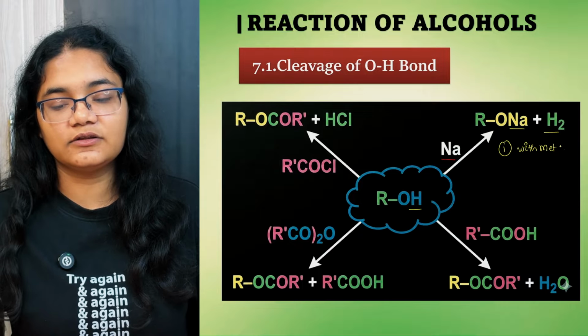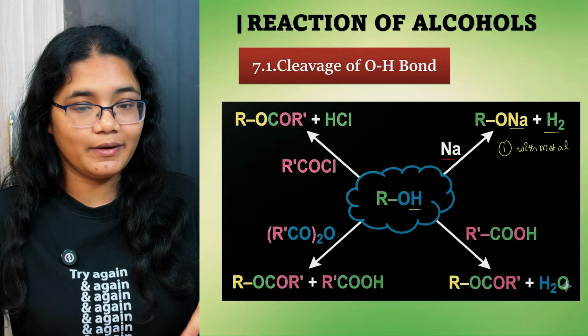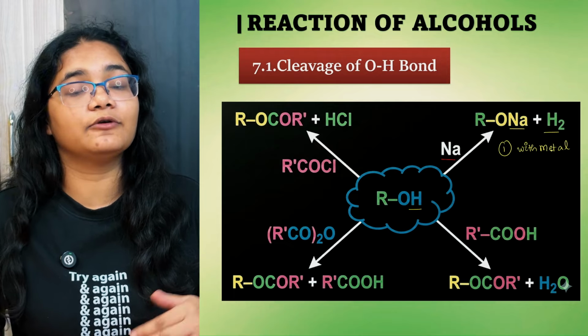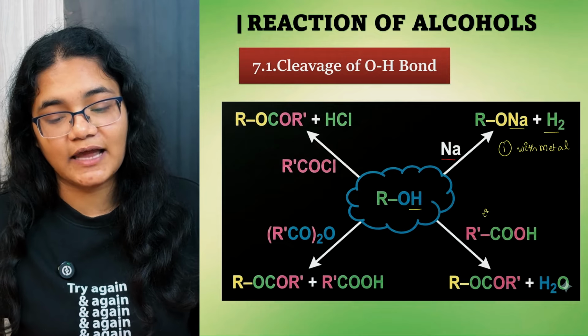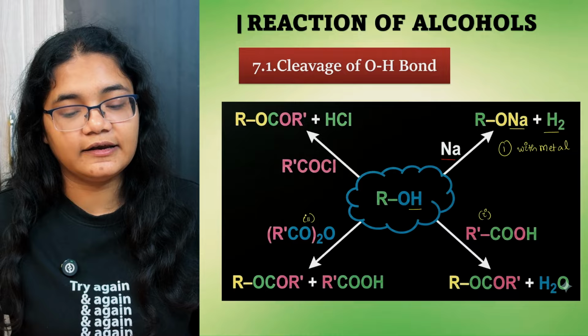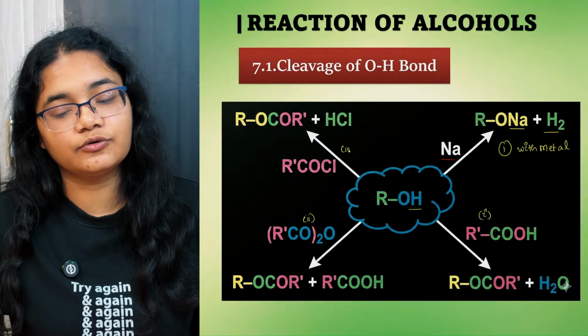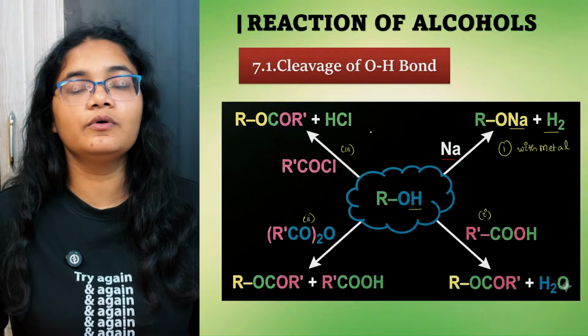Next, the third one is what? The third one is the esterification, where alcohols can react with different compounds to give you ester. The first one is alcohols can react with acids to give you esters. Alcohols can secondly react with anhydrides to give you esters. And third, they can also react with acid chlorides to give you esters.